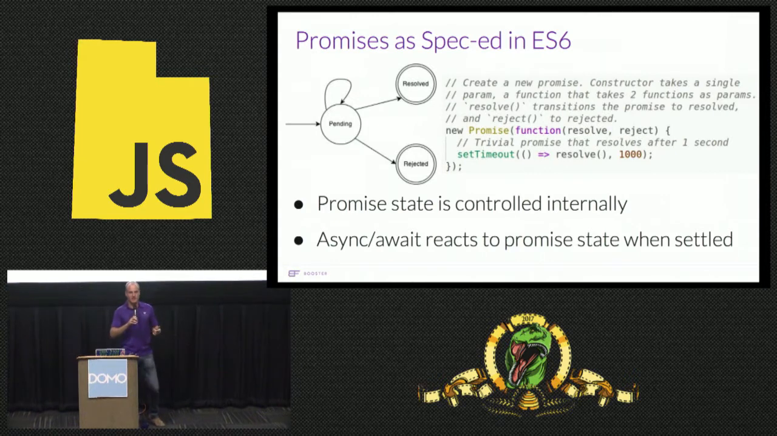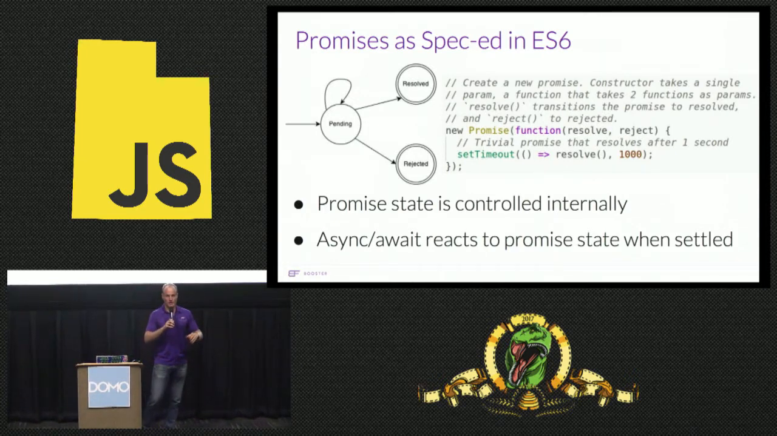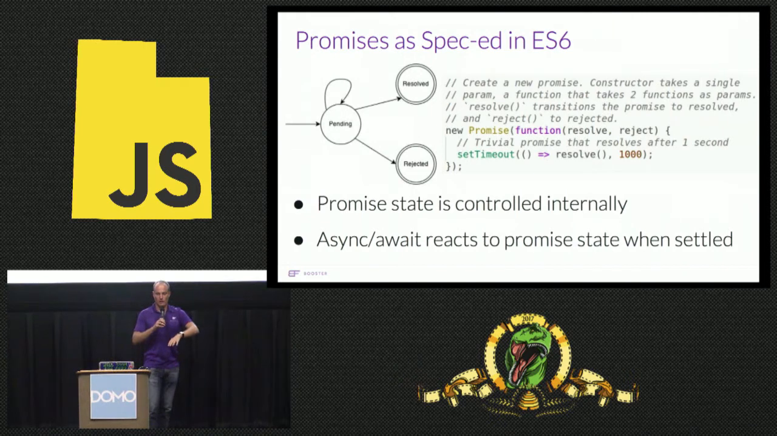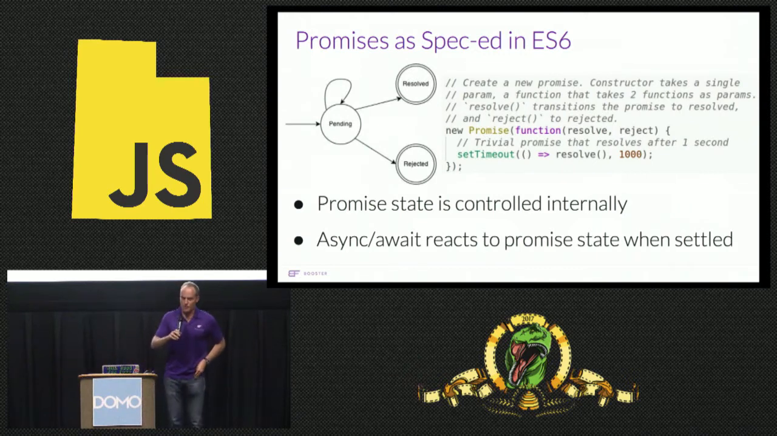And once a promise gets to either resolved or rejected, it can never change. So it always either resolves to exactly one value and it's resolved to that one value for all time, or it's rejected to one error for all time. So here on the right-hand side, you'll see how you can create a promise that resolves after 1 second to an empty value. This is something that we'll see an awful lot because this is also how you pause execution or do a sleep in async await.